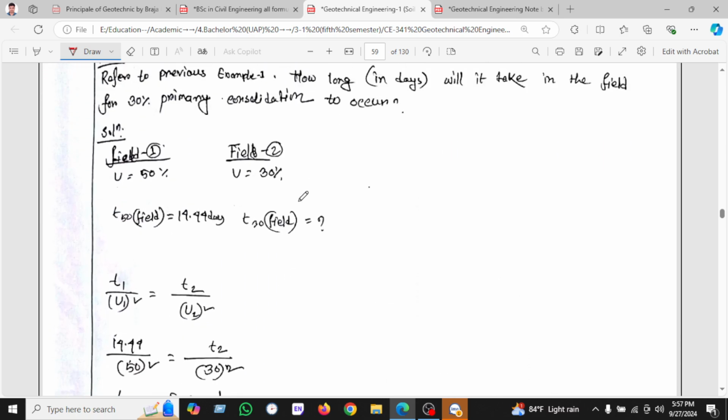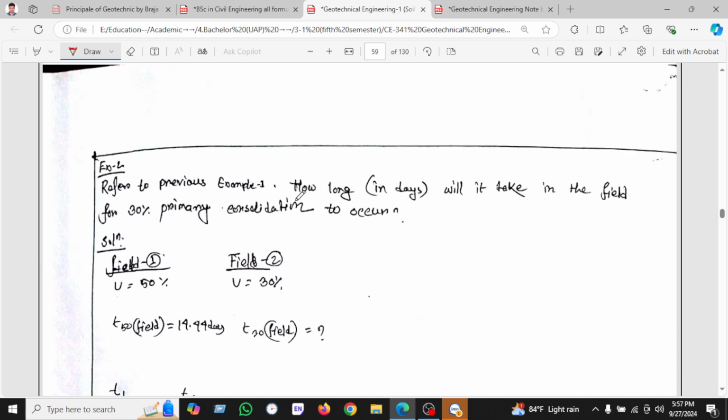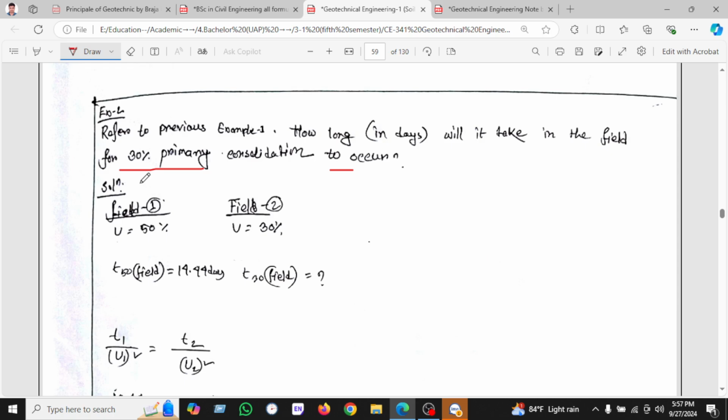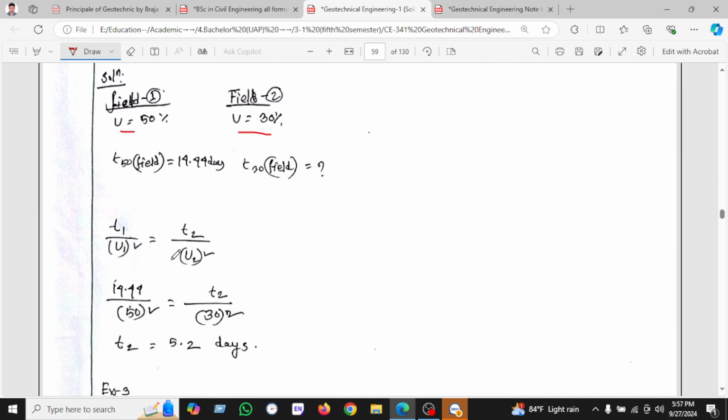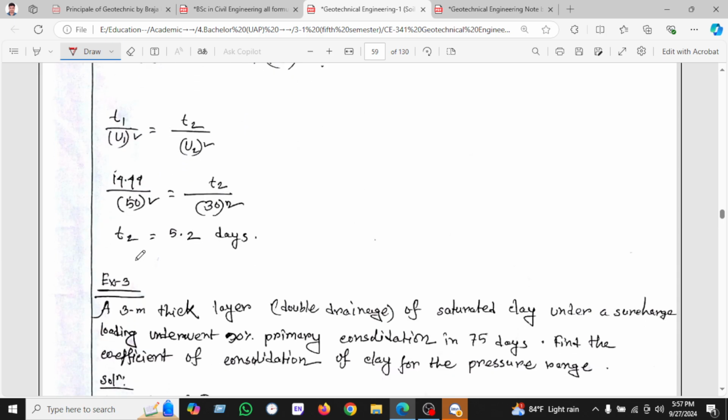So another example is given. Refer to the previous example. How many days will it take in the field for 30% primary consolidation to occur? So primary consolidation with 30%, U equal to 50%, and this is the 30%. So T1 divided by U1 square, T2 divided by U2 square. In this way we have found 5.2 days.